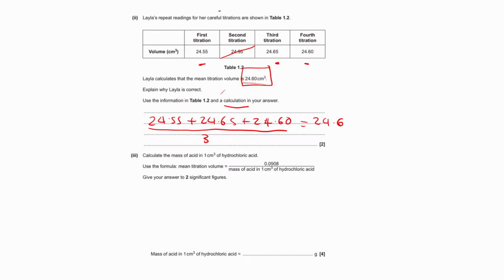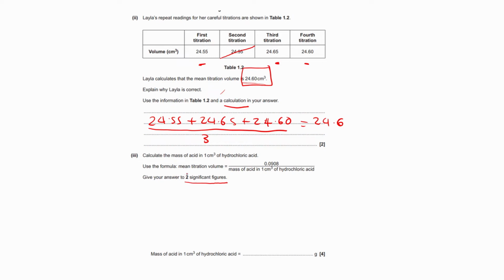And then the last part for this question: calculate the mass of acid in 1 centimeter cubed of hydrochloric acid. Use the formula mean titration volume is equal to 0.0908 divided by mass of acid in 1 centimeter cubed of hydrochloric acid. Give your answer to 2 significant figures. Okay, this is a very important part. Try to read the whole question carefully and follow the instructions, because this by itself gives you an extra mark if you write your answers to 2 significant figures.